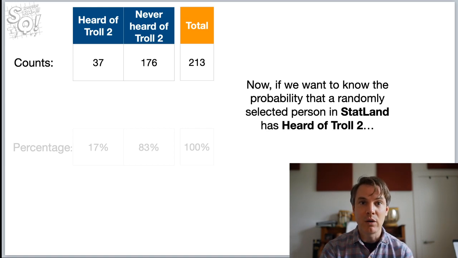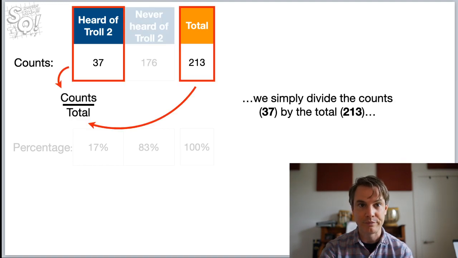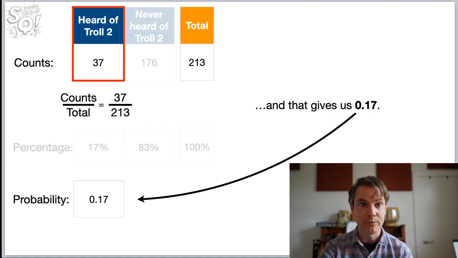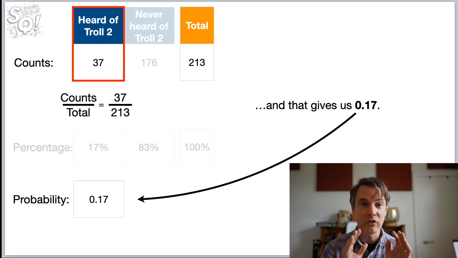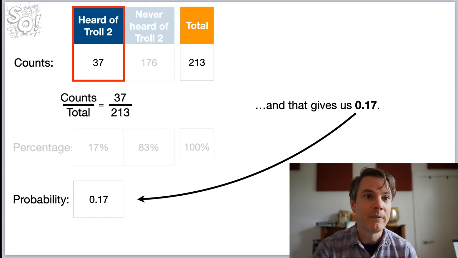Okay, now if we wanted to know the probability that a randomly selected person in Statland has heard of Troll 2, we simply divide the counts, 37, by the total, 213, and that gives us 0.17. Now, I told you this was going to be basic, so if you're fading out, don't worry, stick with us. It's going to get kind of cool pretty soon.